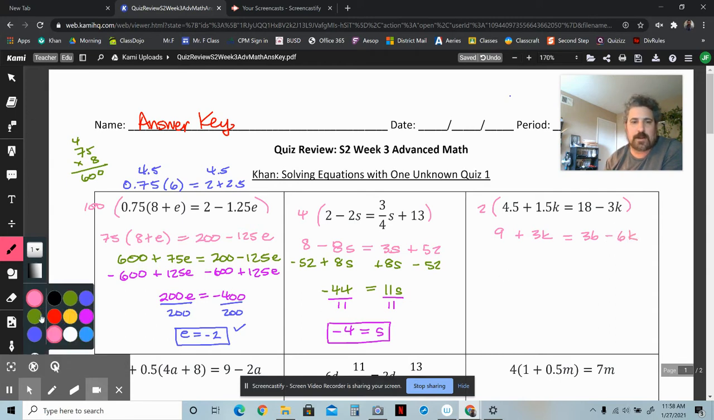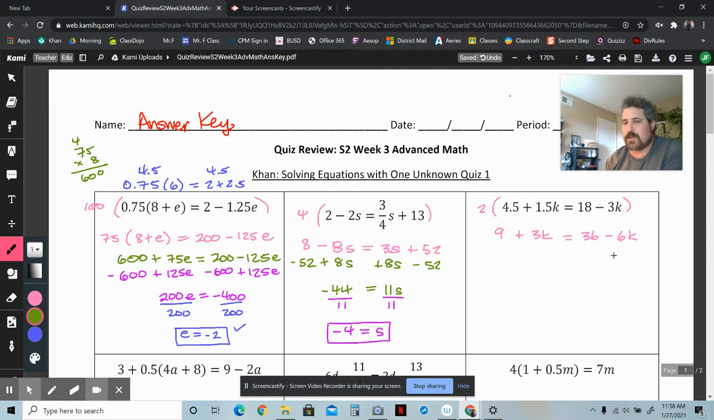Once you've done that, you're going to get all the k's to one side, all the numbers to the other. So I would add 6k to both sides, and I would take away 9 from both sides. You're going to end up with 9k is equal to 36 take away 9, which is going to be 27. And then you're going to divide both sides by 9 because you want the value of 1k, not 9k. So you're going to get k is equal to 27 divided by 9, which is 3.